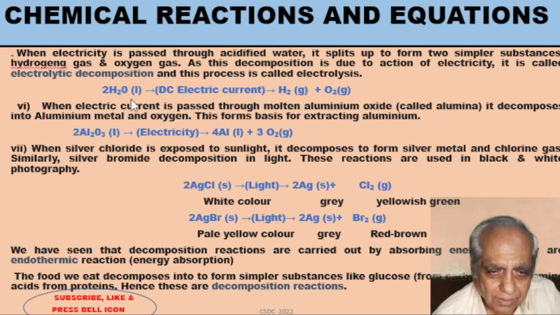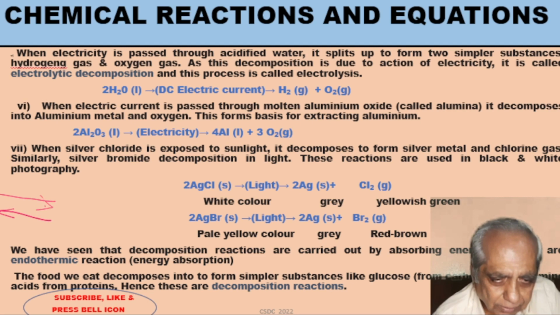Now here, instead of heat, I am using electricity as the source of energy. Now electricity is DC. DC means current will flow in the same direction. Either the current will flow in this direction or the current will flow in this direction. When the current flows in this direction, it means this is positive and this is negative.